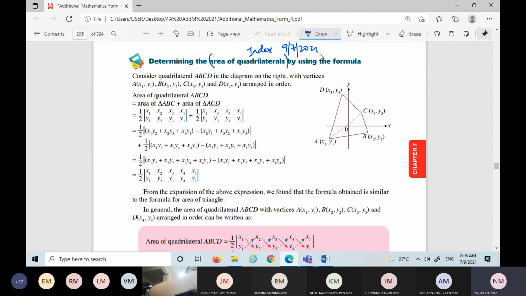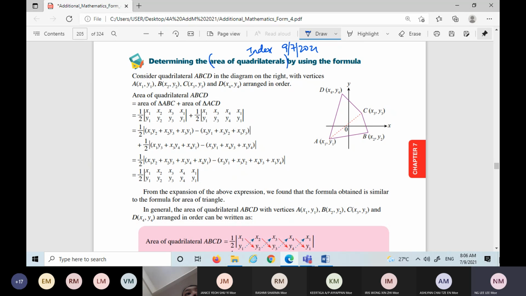Okay, you look at this quadrilateral ABCD. How do they get this area of a quadrilateral? They cut this quadrilateral into two parts, so we will see two triangles. First you have triangle ABC, and second you have triangle ACD. You use the formula for the area of triangles, and then you rearrange it, then you will get something like this.